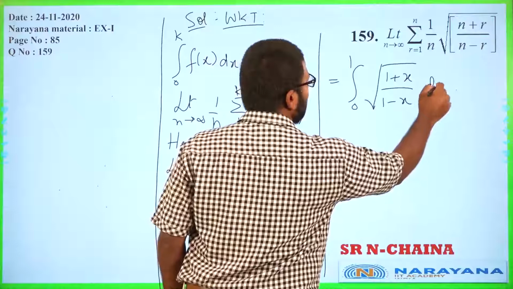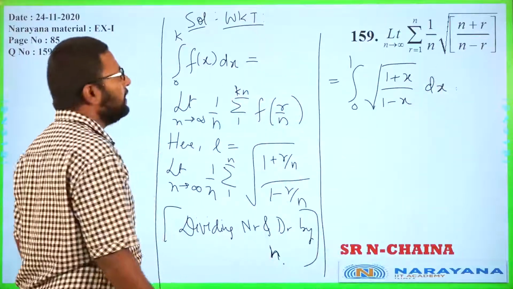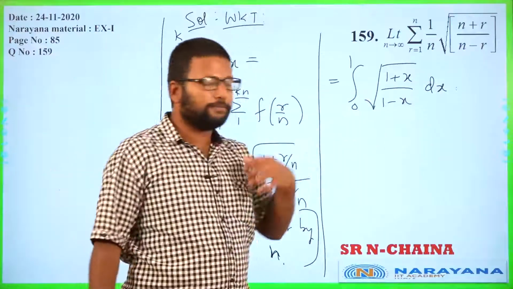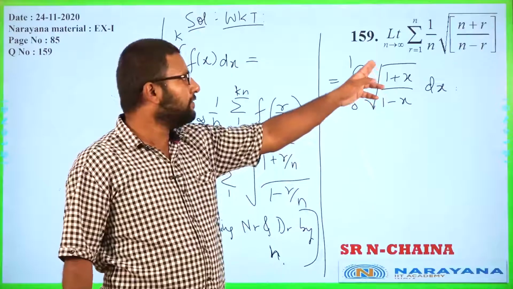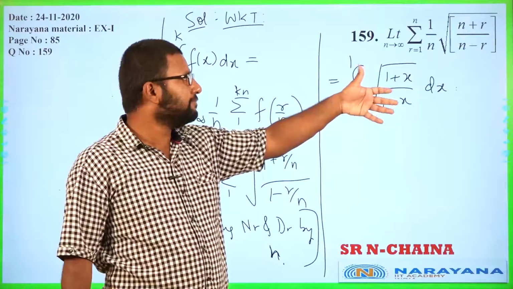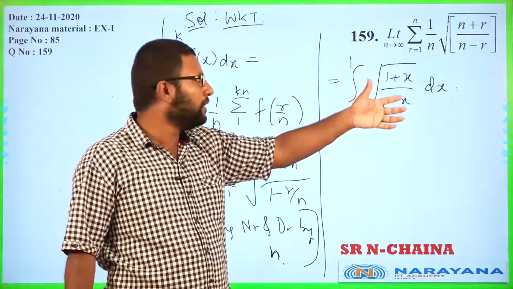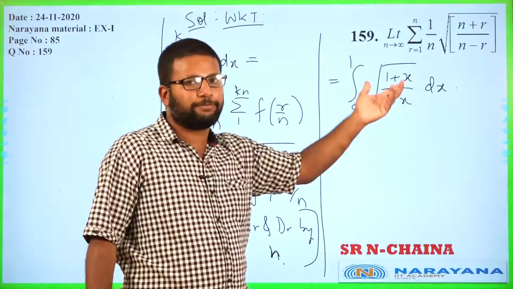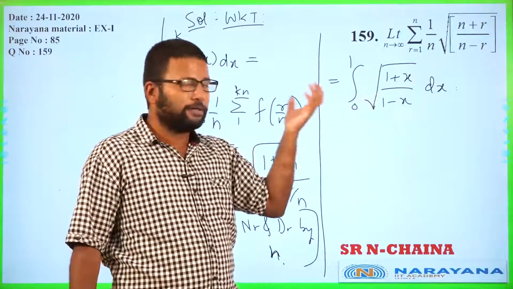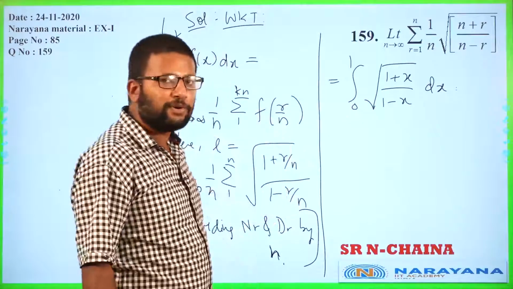One plus x upon 1 minus x dx. Right? Now, in order to do this integral, if you try to directly do it, you will find that there is no straightforward way of integrating this, because it doesn't actually match any of our standard formulae. So what do we do? We will go with substitution.